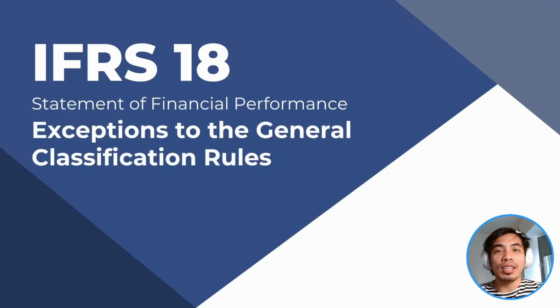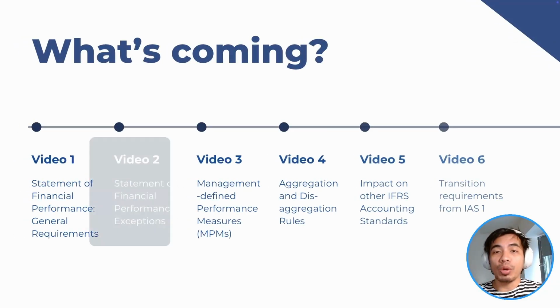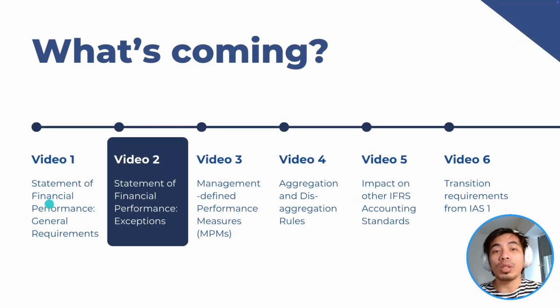Today we will be discussing exceptions to the general classification rules in the Statement of Financial Performance under IFRS 18. In the previous video, we explored the new Statement of Profit or Loss and what income and expenses are included in the 5 categories mentioned in the standard: the operating, investing, financing, income taxes, and discontinued operations category.